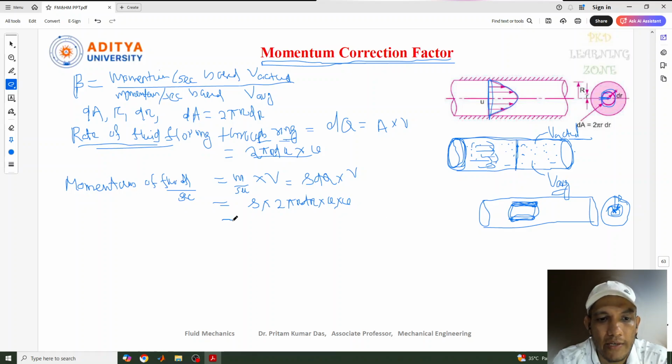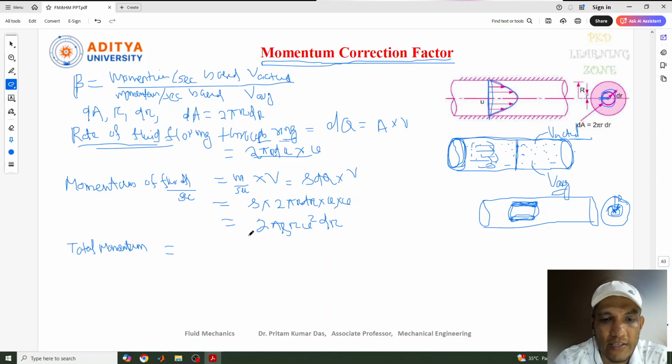So if you want to write it fully, I can write 2 pi rho r u square dr. This is the momentum of the fluid flowing per second. Now let's find out the total momentum of the fluid flowing per second.